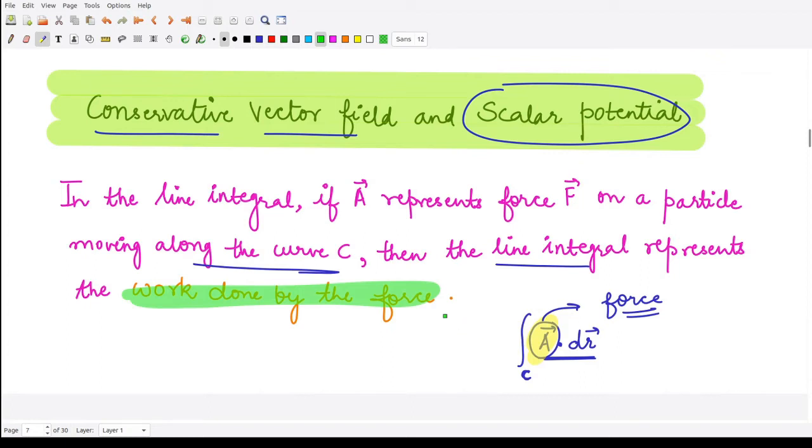So you see, this line integral has a physical meaning. Whenever we have a vector defining force, this integral becomes the work done by the given force. So we can study the property of work done by studying this integral alone. That is the power of mathematics.